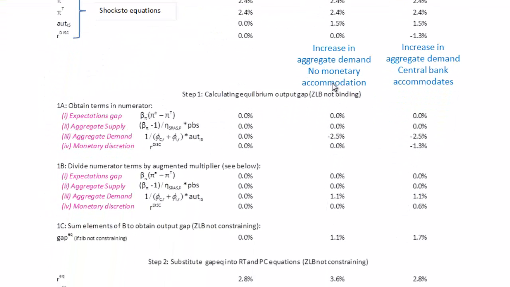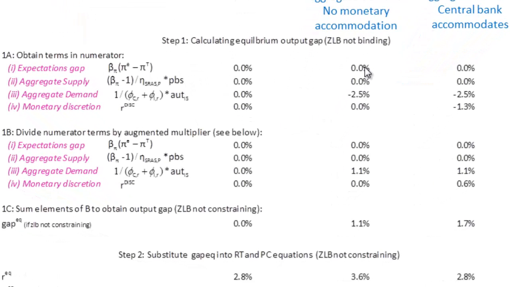You can see here, if we move down, we have calculated all of the elements in the numerator, and actually this is a pretty easy example because we have no expectations gap, so that element is 0. We have no supply shock, so that element is 0. We have only an aggregate demand shock, and you remember that we have to adjust this first by this coefficient, which is negative, so a positive times a positive is a negative. And the same here, we have 0 discretionary monetary policy. That's the minus 2.5, and we have a 0 here.